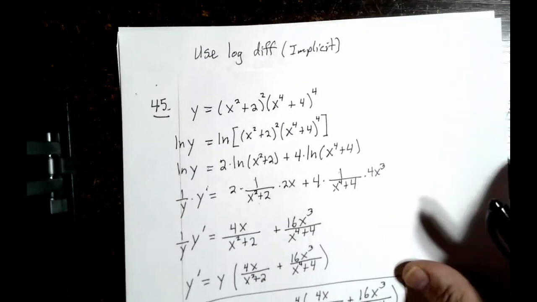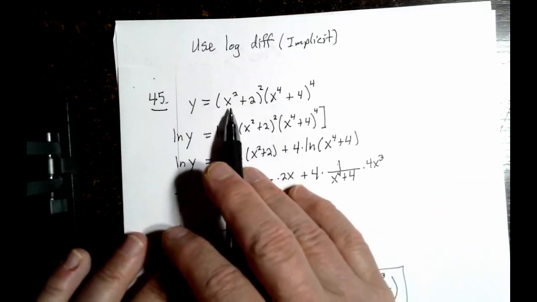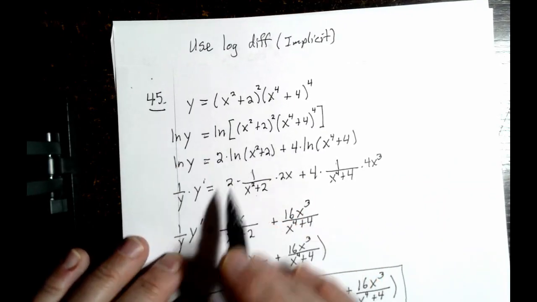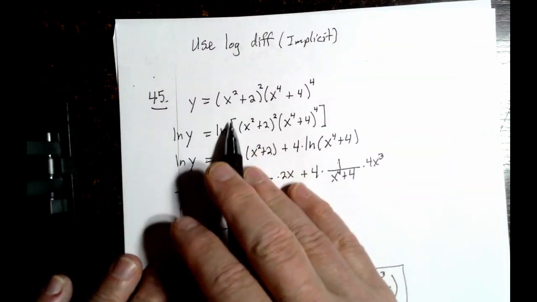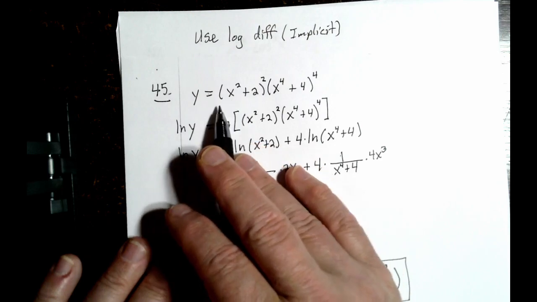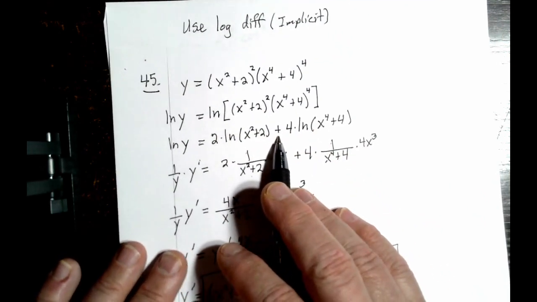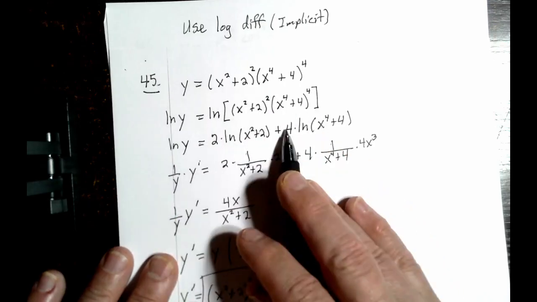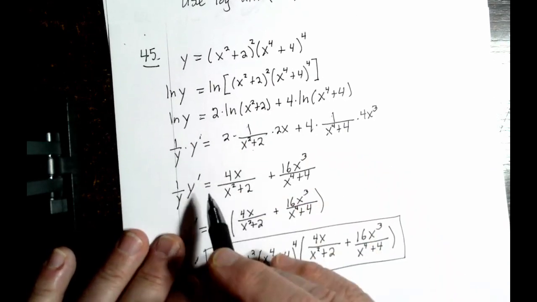Now 45 and 46, these use logarithmic differentiation done implicitly. So before you take the derivative, you take natural log of both sides. So y becomes natural log of y, and this becomes natural log of this whole thing. These two things multiplied break up into addition, and each of their exponents come out front. And now when you take the derivative of each part, it's a lot easier.